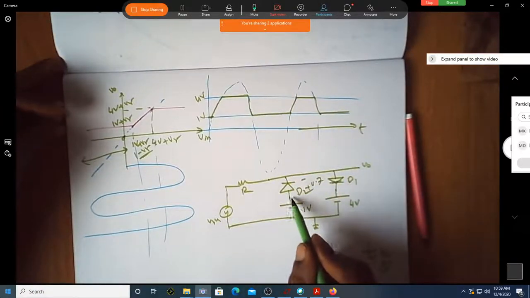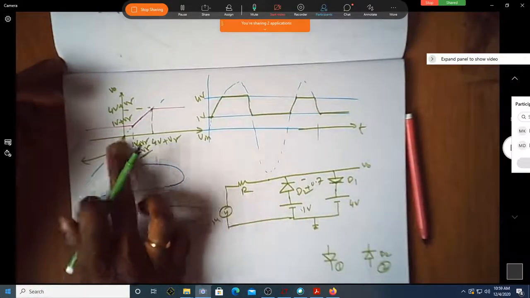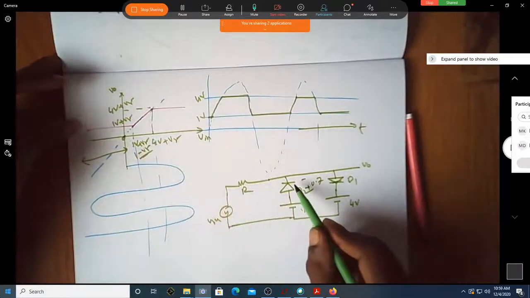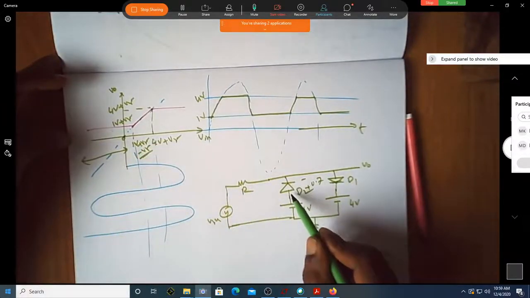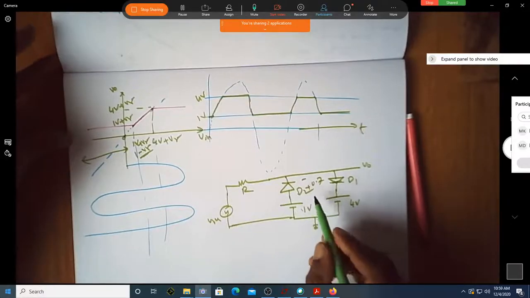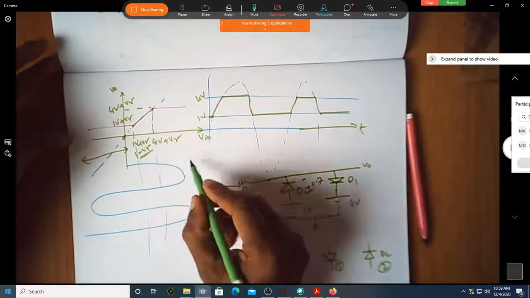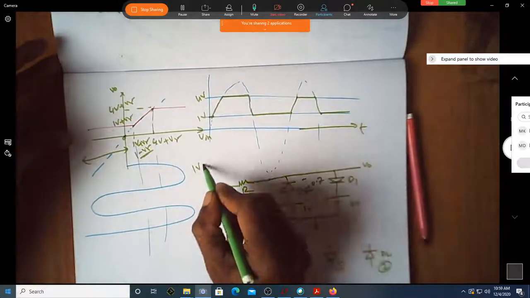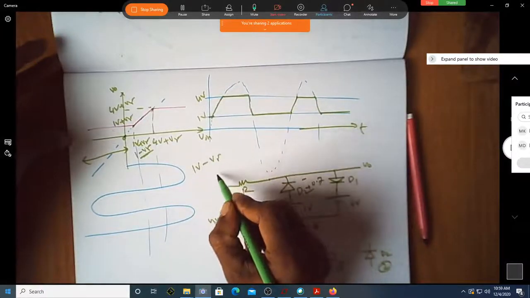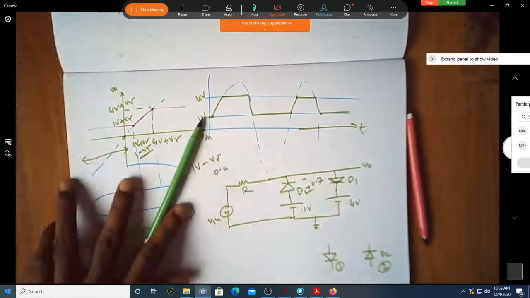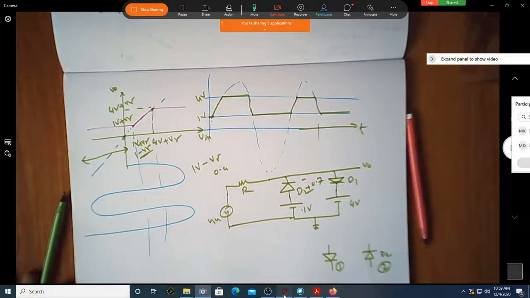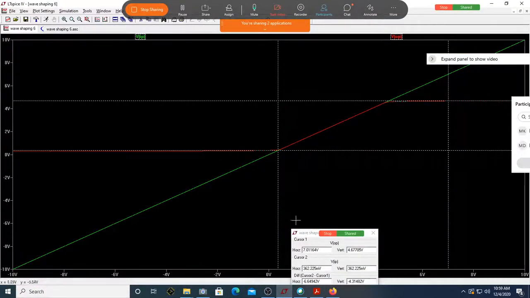Suppose if the battery was negative positive, then it would have been minus 1 plus V gamma. Since this is positive negative and this is negative positive, the voltage that you will get is 1 volt, which is the battery, minus V gamma, which is 0.6. So it will be 0.4. That's what you are seeing here. This is not exactly 1.7. This is at around 0.4. Can you make out this?